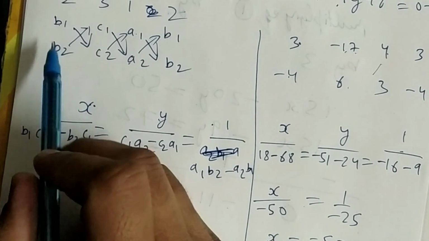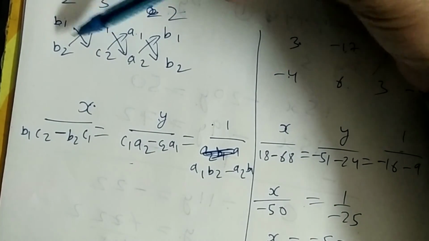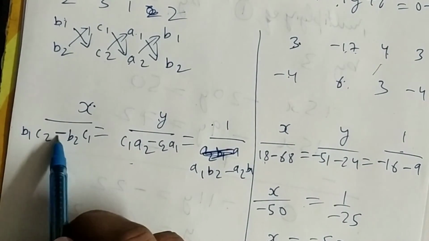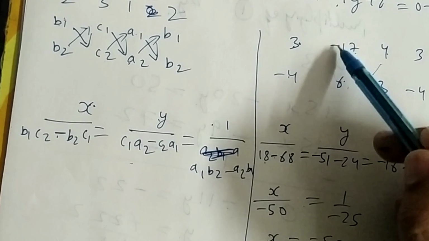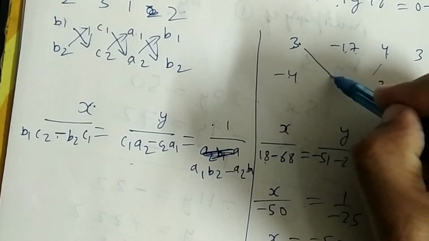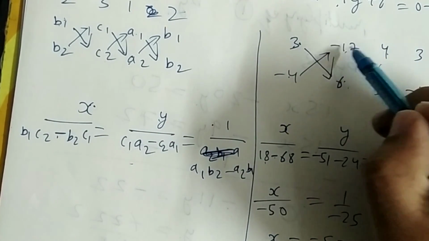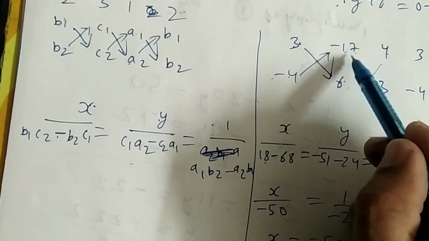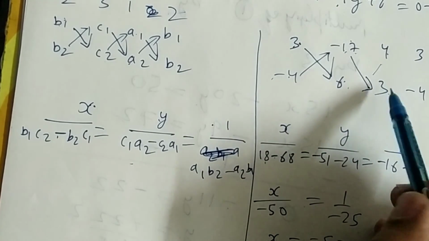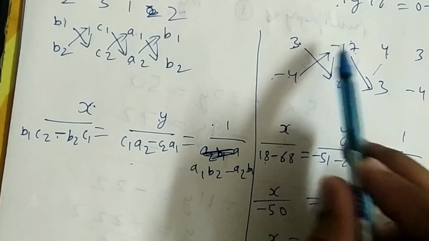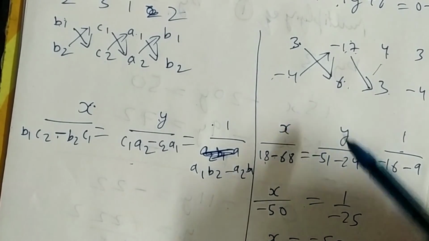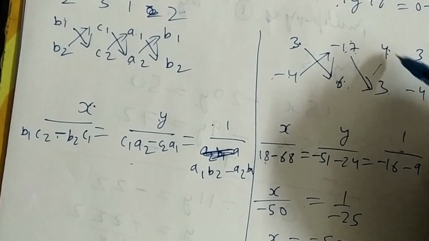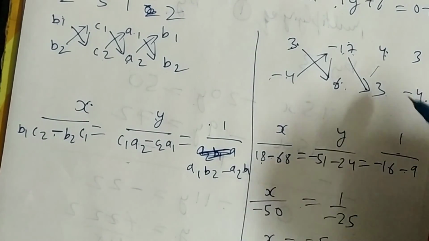Then always start the multiplication from the top, b1 c2, that is 6 3s are 18. Then you have to put the minus sign, write the minus sign here. Then multiply these two terms. First these two terms, then these two terms. 17 4s are 68. Minus into minus is plus 68. Then 17 3s are 51, but because of this minus sign, we write minus 51 here. Then write the minus sign. 6 4s are 24. 4 into minus 4 is minus 16. Write the minus sign. 3 3s are 9.